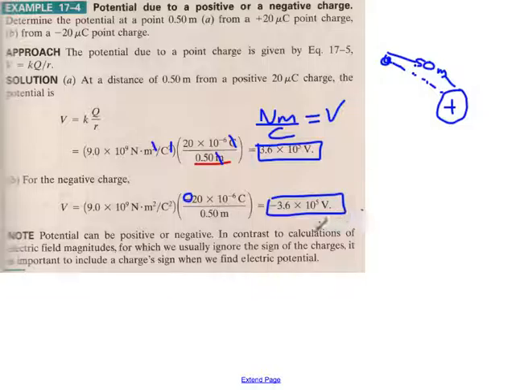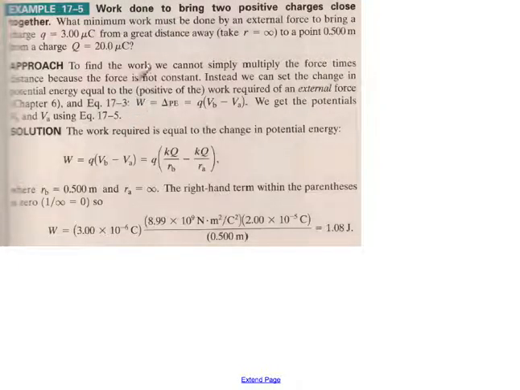Okay, so I like their little note down here. It says potential can be positive or negative. That's in contrast to how strong an electric field was when we just ignored the sign. Okay. All right. Let's look at another problem.